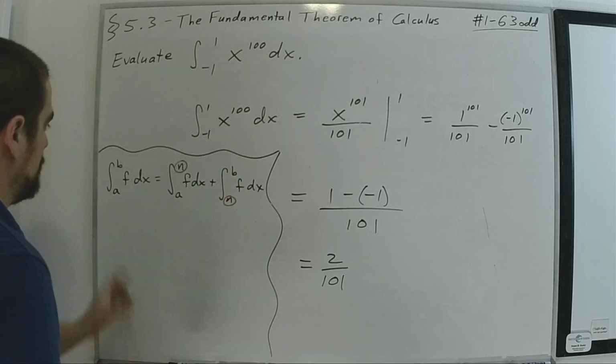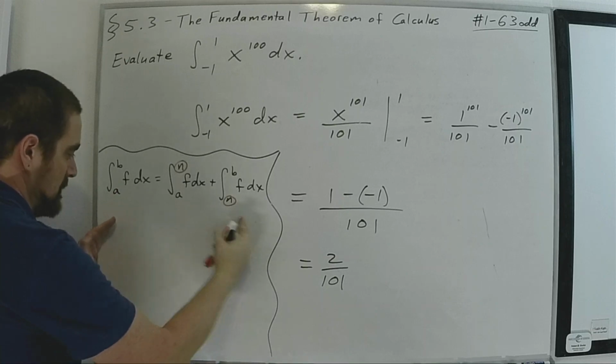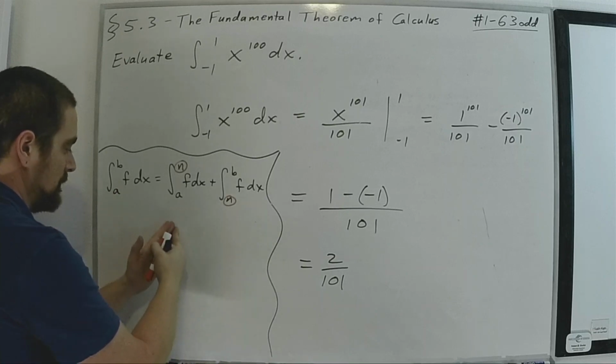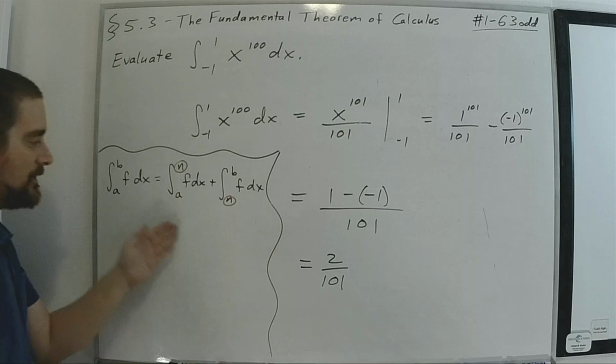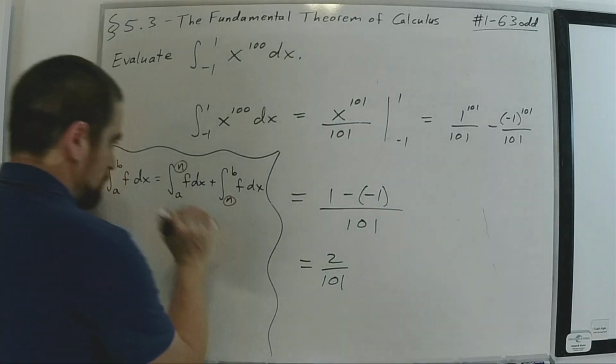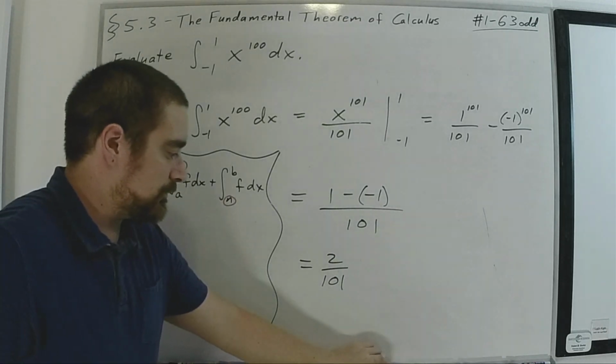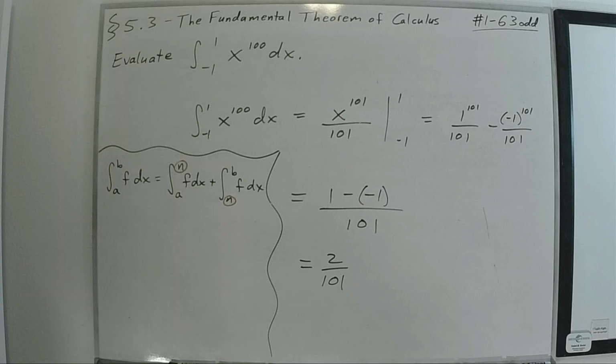So basically what we're doing is instead of finding a to b in one fell swoop, we're going from a, stopping somewhere in the middle, and then picking right back up where we left off and going from n all the way to the end. And then just adding those two values together to get the total value of the integral. So we were able to use that.